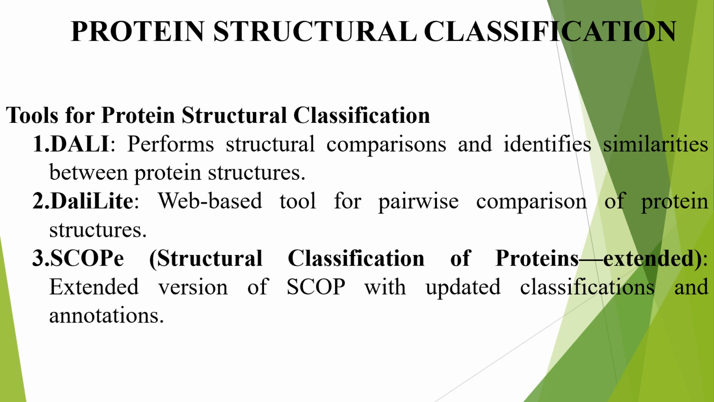Tools for protein structural classification. First one, DALI. It performs structural comparisons and identifies similarities between protein structures. 2. DALI Lite. It's a web-based tool for pairwise comparisons of protein structures. 3. SCOPe. Structural Classification of Proteins extended. Extended version of SCOP with updated classifications and annotations.